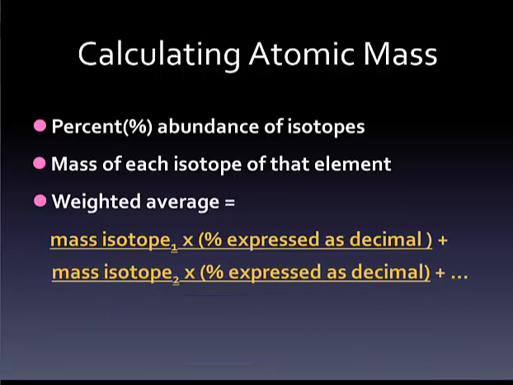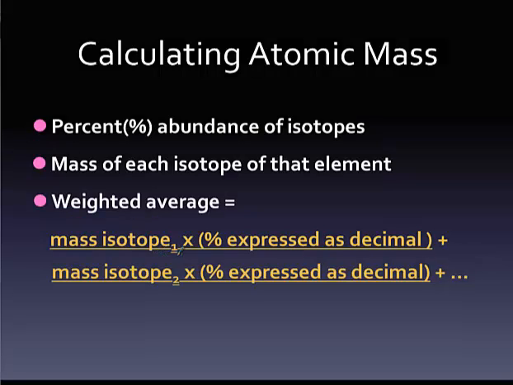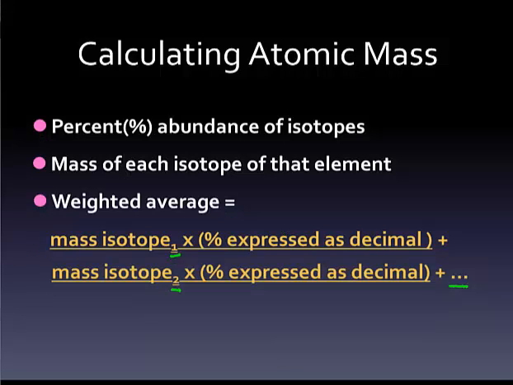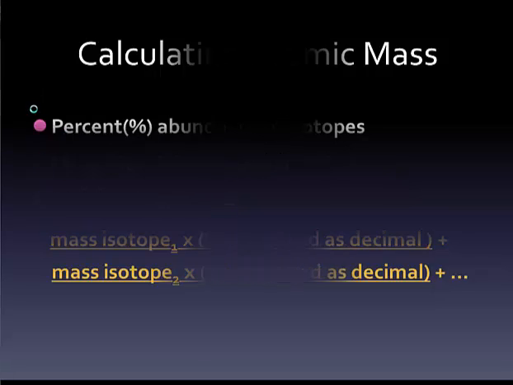And when we take those two values, we calculate what's called a weighted average. You'll notice here in our notes that we're looking at the mass of isotope 1, the mass of isotope 2, and so on. This can be as many isotopes as we need, but the important thing here is not only are we expressing the mass of the isotope, but we also want to express that percent abundance as a decimal, and we can essentially do that by moving the decimal over 2 spots to the left. So why don't we look at an example here on how we calculate atomic mass.